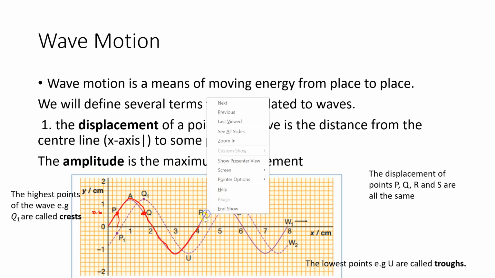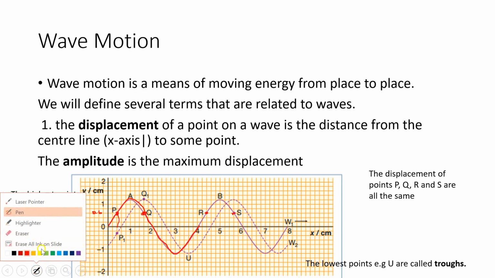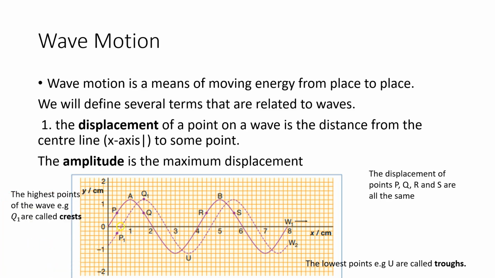At R as well, because R is on that same vertical line, it also means that R has the same displacement as P and Q, and also with S as well. So all of those would have the same displacement. All right. So that's something to be mindful of when it comes to points on a wave. If they're on the same point, they have the same displacement. So that's basically some stuff that we need to be mindful of.